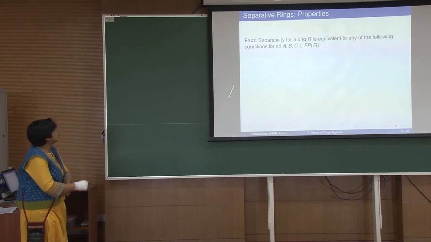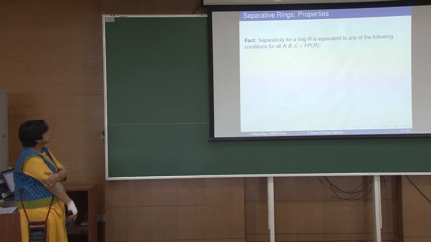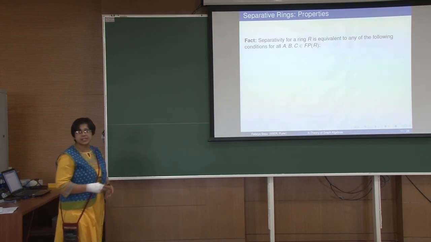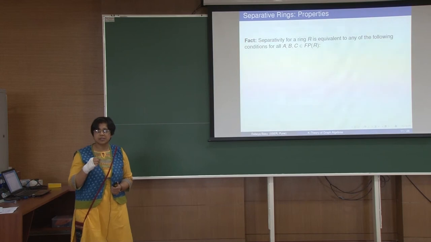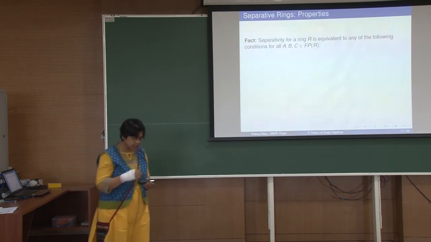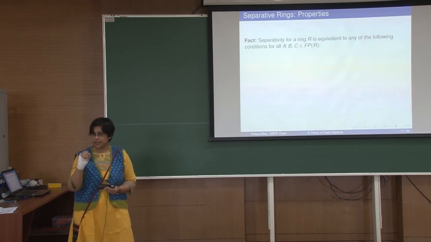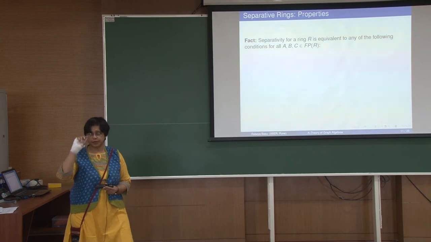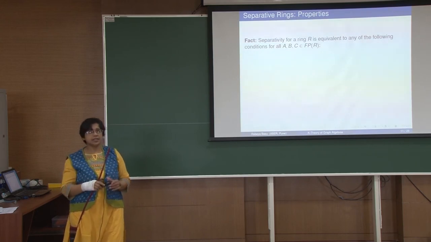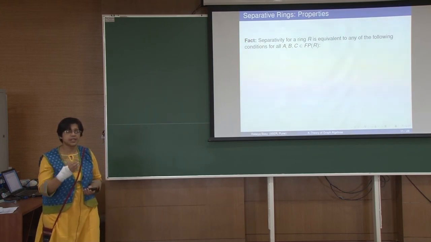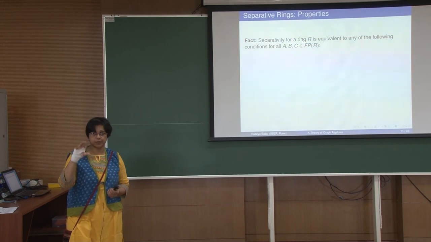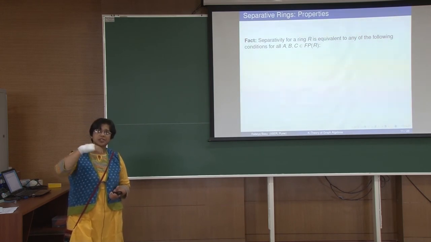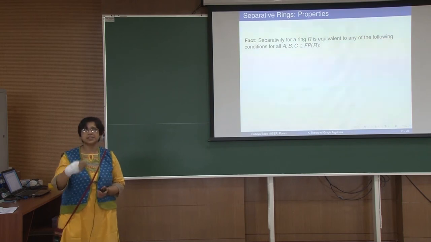So let us discuss the properties of separative rings. Separativity for a ring R is equivalent to any of the following conditions. Before this, let me explain why I am defining all these things. We are going to calculate the K0 of the ring, that means the group completion of V(R). There is a result which shows that this is isomorphic to an abelian monoid, so it is enough to study the structure of that abelian monoid, and as a result we get the structure of the K-group.